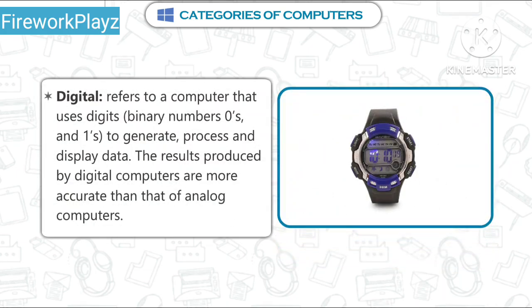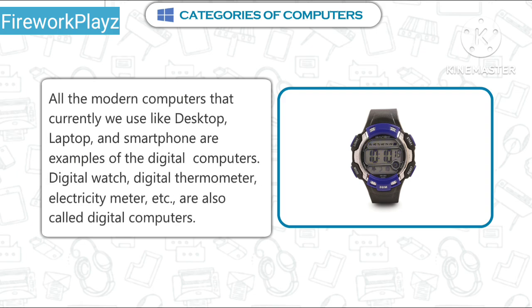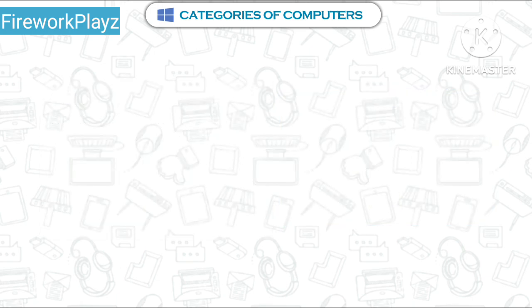Digital refers to a computer that uses digits, binary numbers, zeros and ones, to generate, process and display data. The results produced by digital computers are more accurate than that of analog computers. All the modern computers that currently we use, like desktop, laptop and smartphone, are examples of the digital computers. Digital watch, digital thermometer, electricity meter, etc. are also called digital computers.